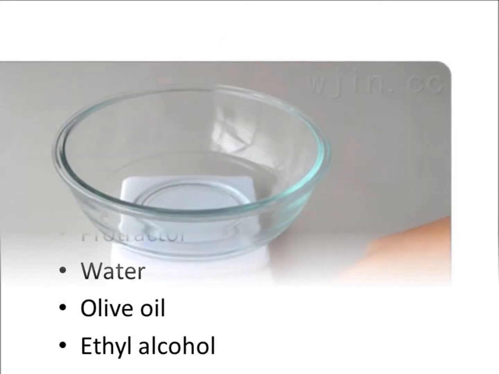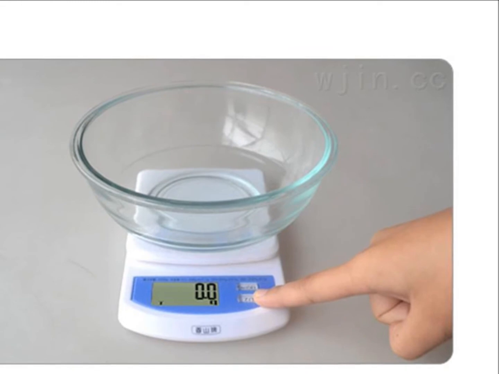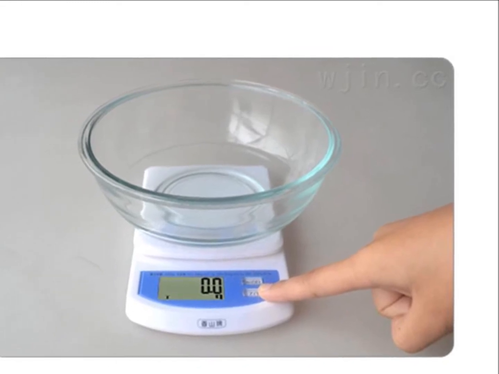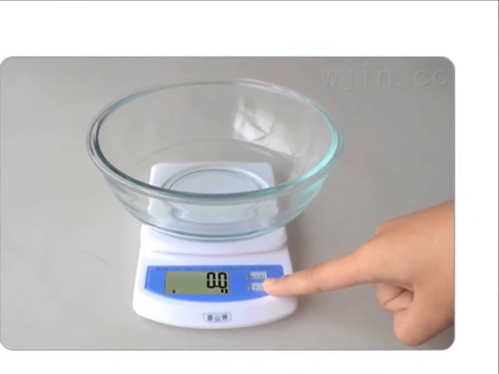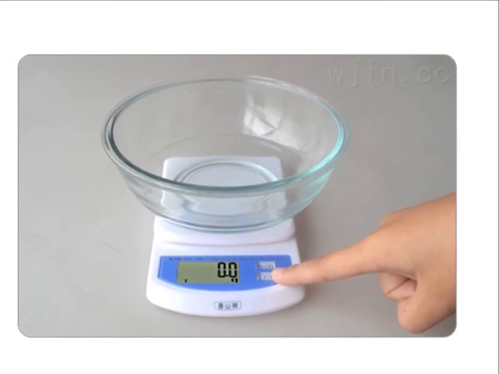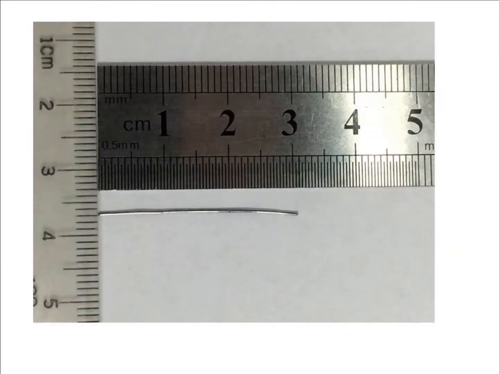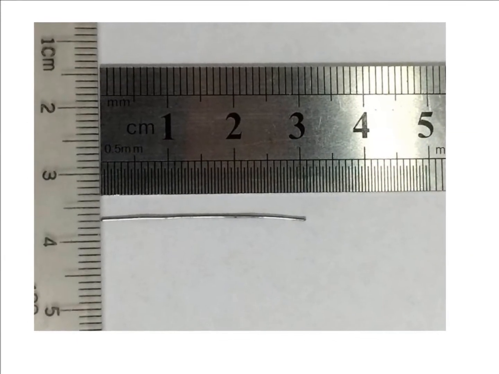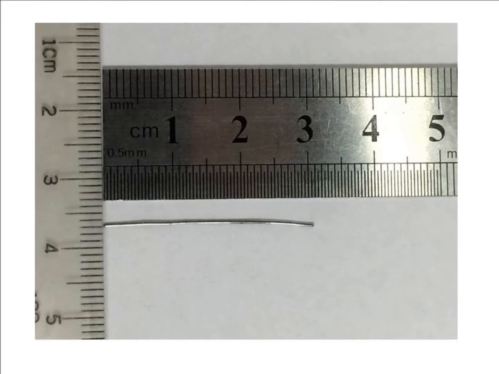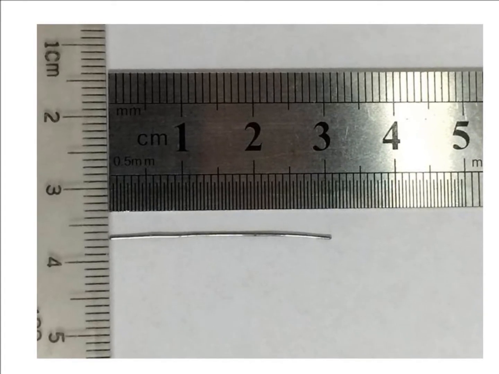In order to minimize the measurement error made by the scaling process, we weighed 100 needles at one time and divided the total weight by 100 to get the average weight of one needle. The weight of a needle we used in our experiments is 0.036 grams. We used a ruler to measure the length of the needle. The measurement was repeated 3 times to get the average length of the needle. The length of the needle in our experiments is 3 centimeters.